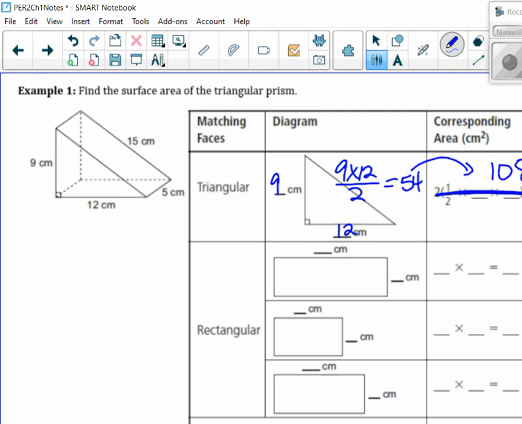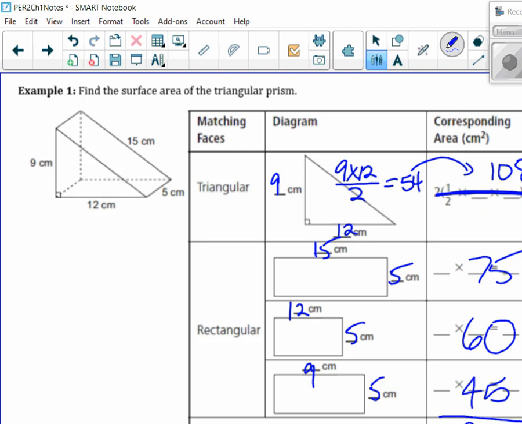Then we have, and again, it doesn't matter which rectangle you do this by, a 15 by 5, a 12 by 5, and a 9 by 5. So the 15 by 5 would give you 75. The 12 by 5 would give you 60. The 9 by 5 would give you 45. If you add this all up, you get 288 square centimeters.